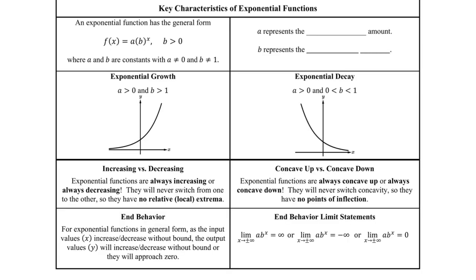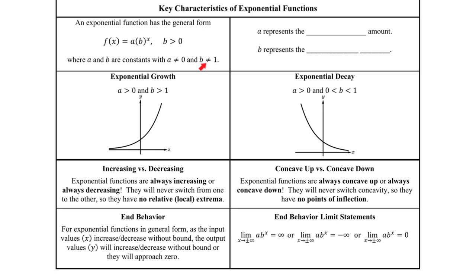All right, on this page, we're going to go over some of the key characteristics of exponential functions. Starting over here, we have the general form for an exponential function: f of x is equal to a times b raised to the x power, and b has got to be greater than 0. Remember, you can't have a base that is negative, and you can't have a base that is 0, right? And a and b are going to be constants, where a isn't going to be 0 either. And b can also not be 1.